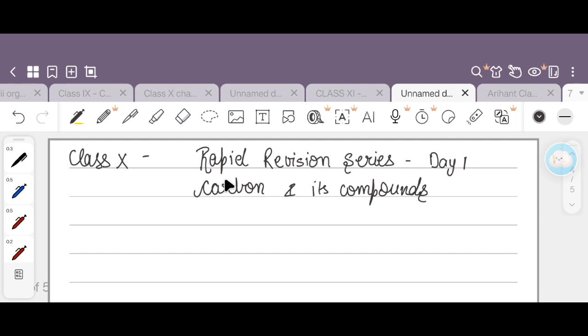Welcome class 10 to the rapid revision series day 1. We are starting with the chapter carbon and its compounds. So, starting the topic with covalent bond.